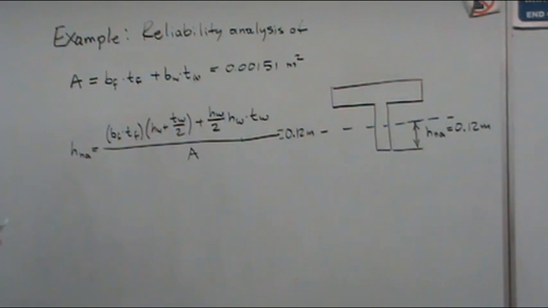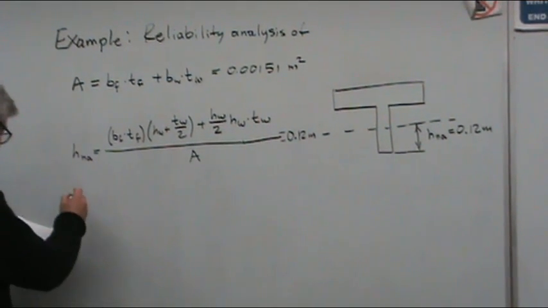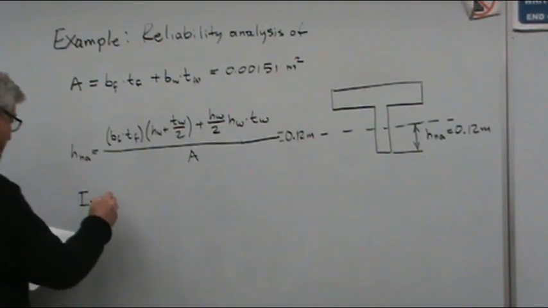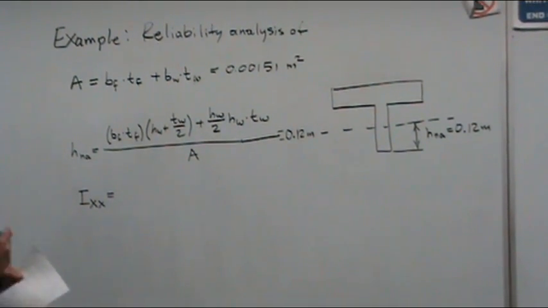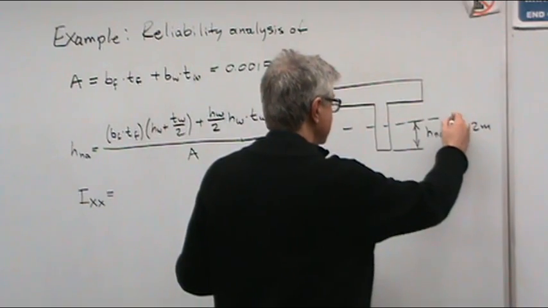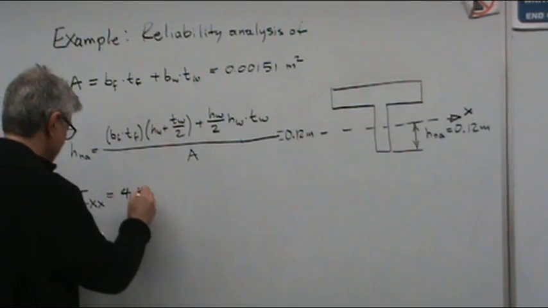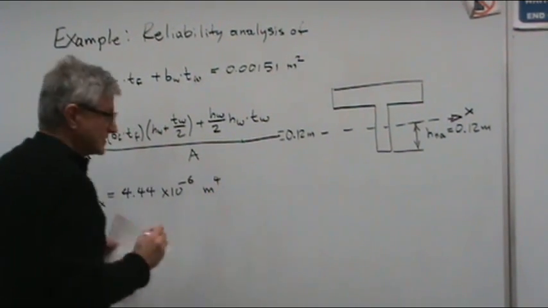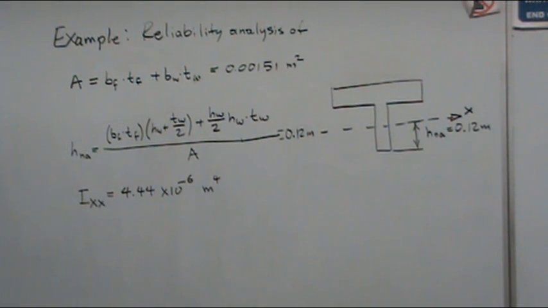We need moments of inertia, in the horizontal and the vertical axis, so that we can calculate the bending stresses. I will skip the equations and give you the result. This is the moment of inertia about the horizontal axis, x. The moment of inertia about this axis is 4.44 times 10 to the minus 6, and the unit is meters to the 4th power.